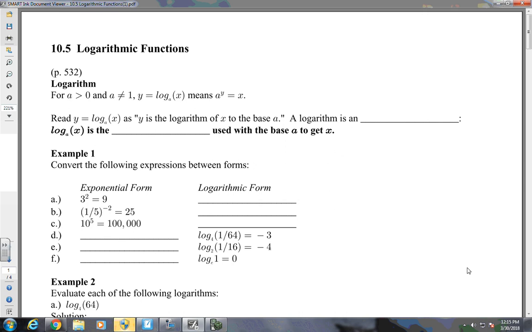So in the same way that subtraction and addition have a relationship, and multiplication and division have a relationship, exponential functions and logarithmic functions have that same relationship. They are inverses of each other.